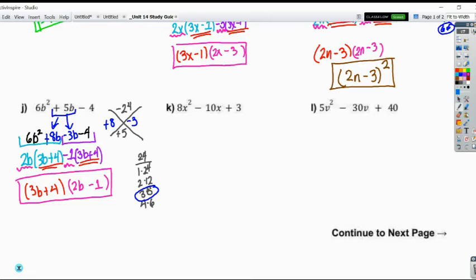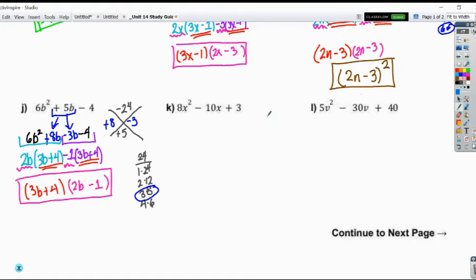So then, letter K, 8x squared minus 10x plus 3. Does it have a greatest common factor? And no, 8 and 10 both have the even thing going on, but 3 doesn't. 8 and 10 both have the x's. 3 doesn't have a variable with it, so that's not going to work, not going to help for us there.